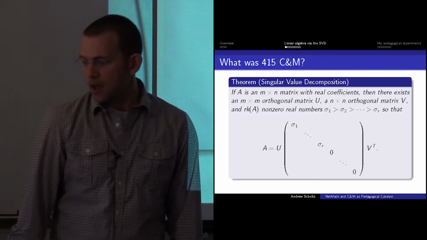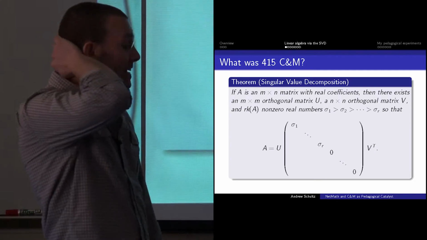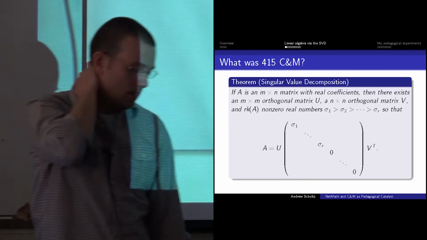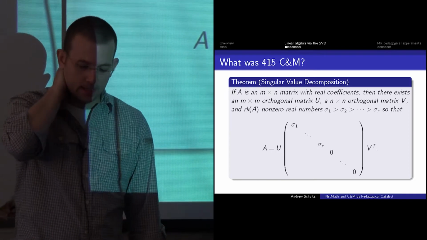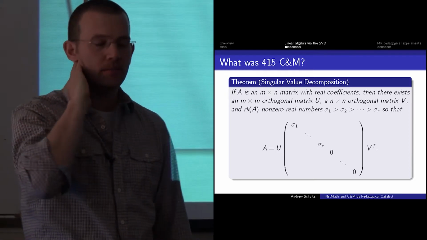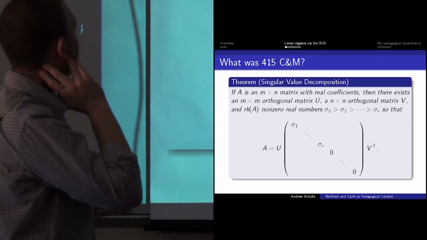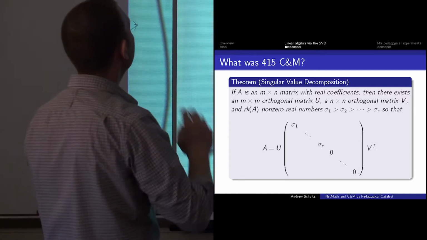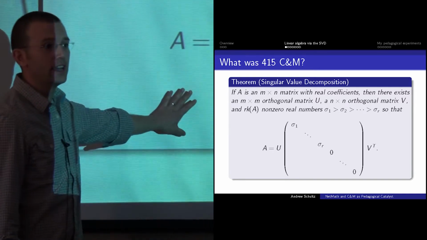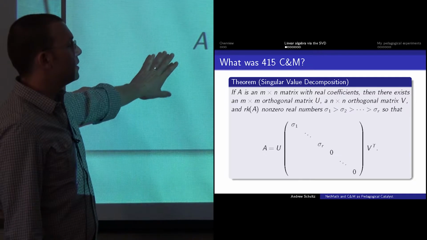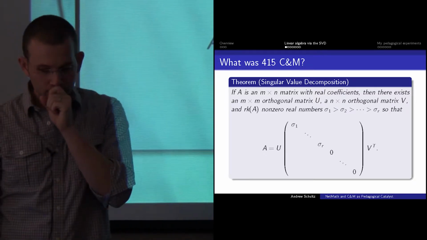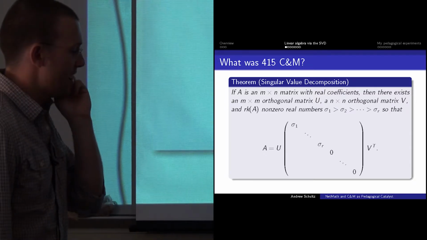OK. What is 415 C&M? So 415 is linear algebra. What is the perspective of the Calculus and Mathematica version of 415? Essentially, the perspective of that class is this theorem, the singular value decomposition. This is a theorem that occasionally gets taught in linear algebra classes.